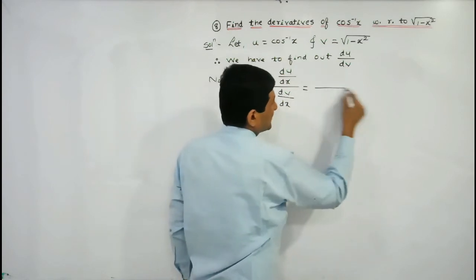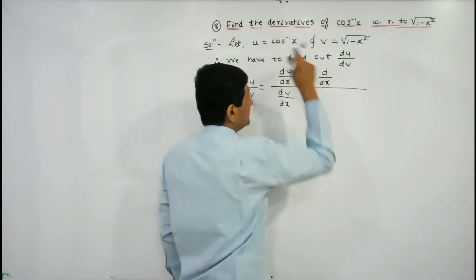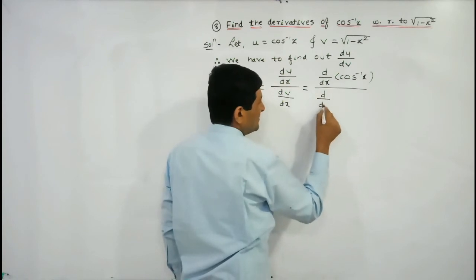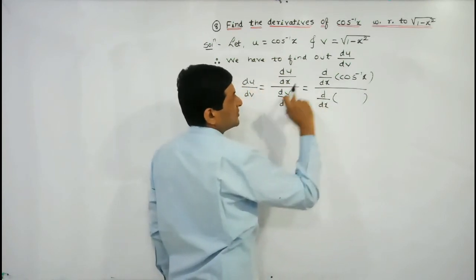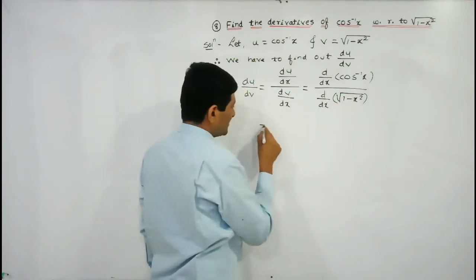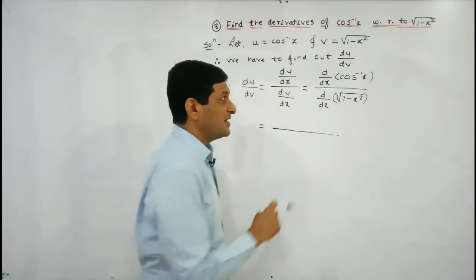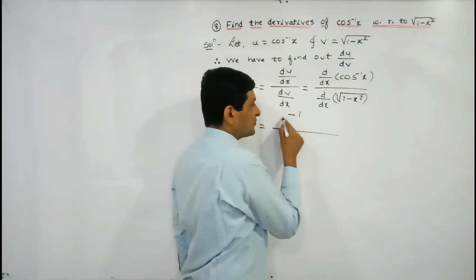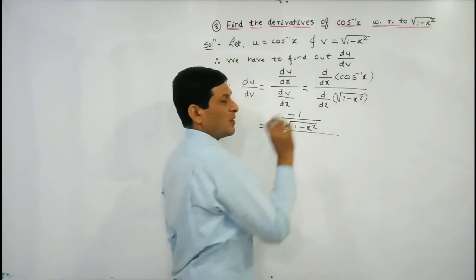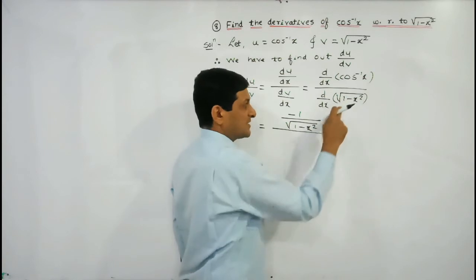which is equals to, now in the numerator d by dx, keep it as it is, just substitute the value of u, which is nothing but cos inverse of x, and in the denominator also d by dx, keep it as it is, replace v by its value. What is the value of v? Under root 1 minus x square, so which is equals to, in the numerator we are finding differentiation of cos inverse of x. What is derivative of cos inverse of x? Minus 1 upon under root 1 minus x square. This is derivative of what? Cos inverse of x.